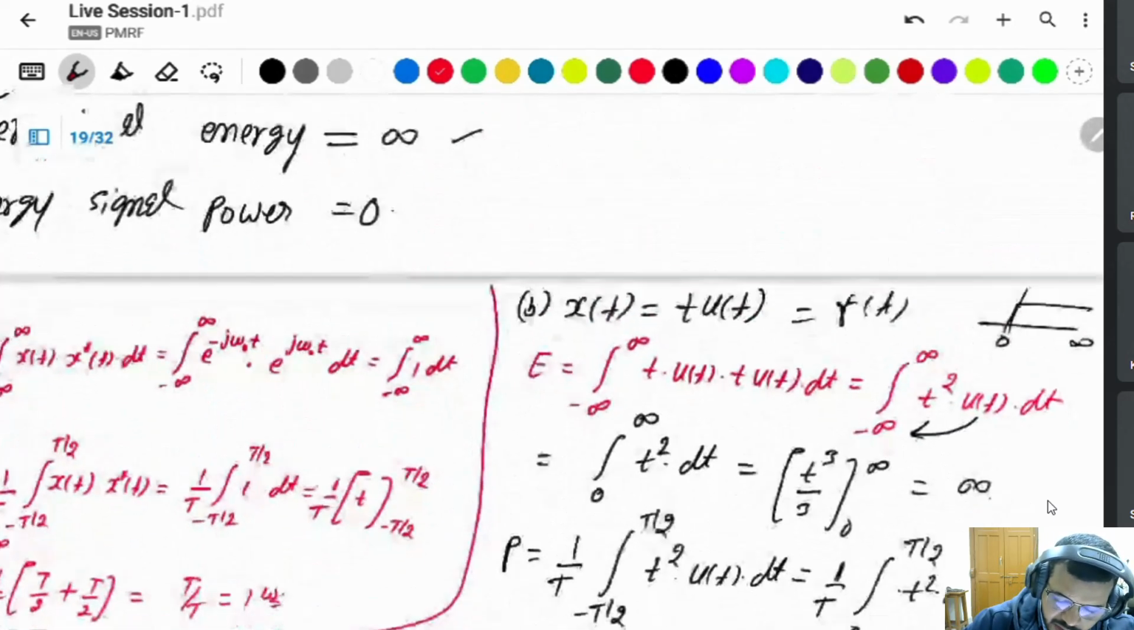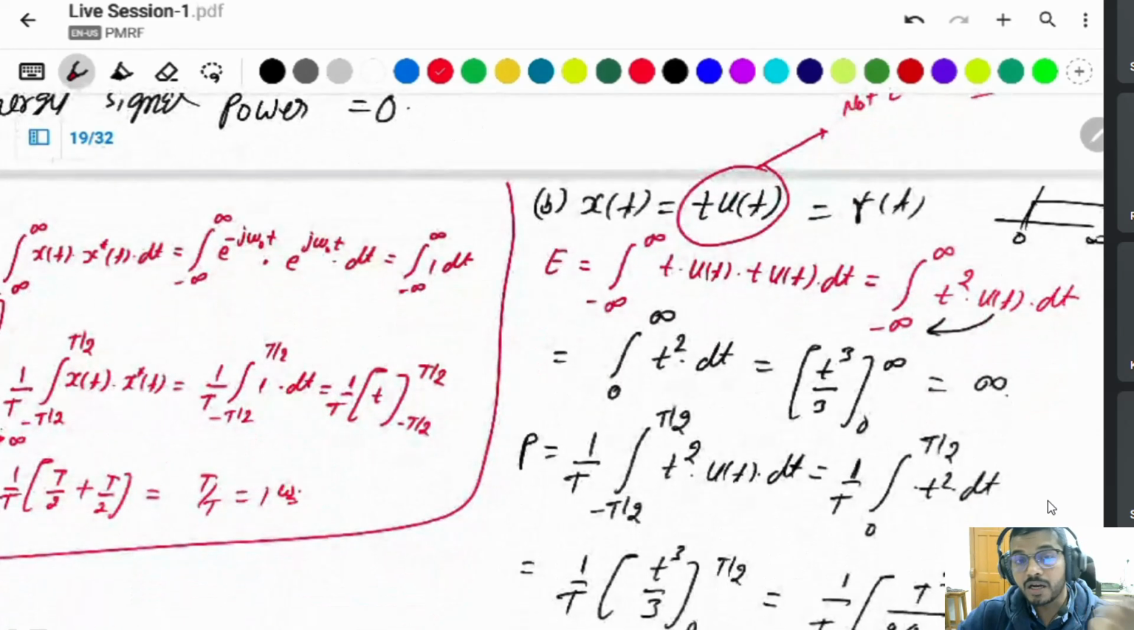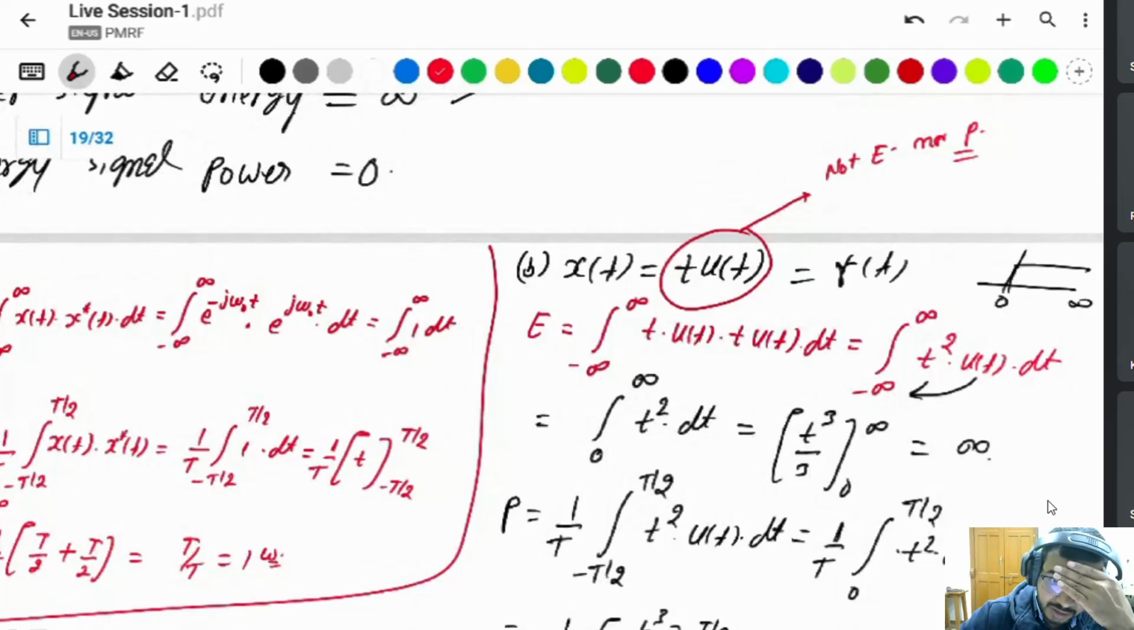It means this signal is not an energy signal, nor a power signal. Maximum unbounded signals you can say are not energy signals and not power signals, because for an unbounded signal, when you calculate the energy and power, both are infinity.